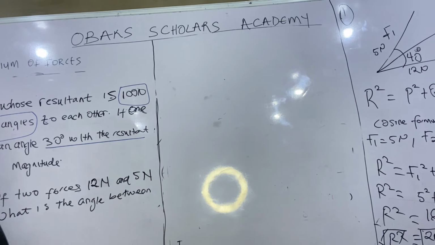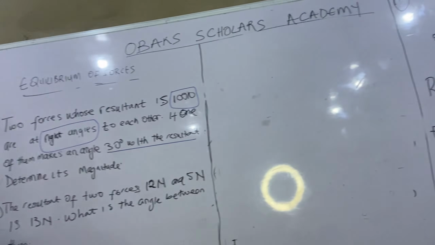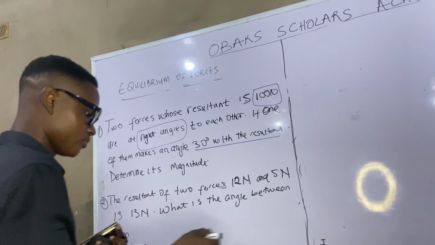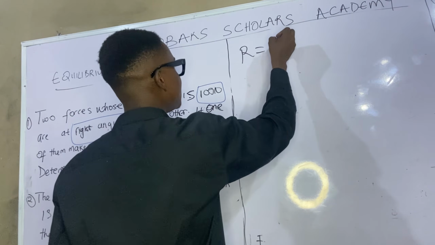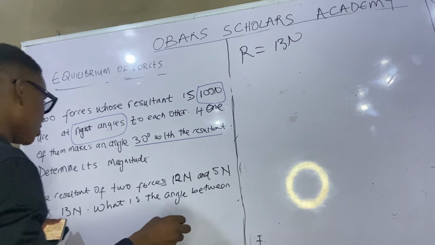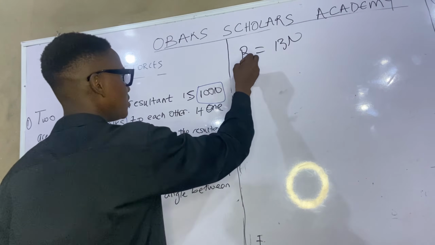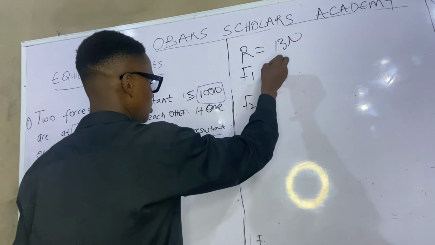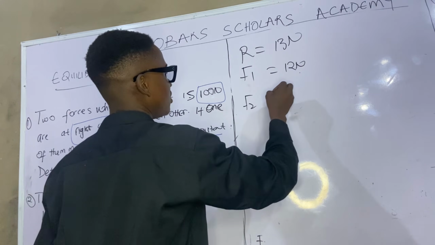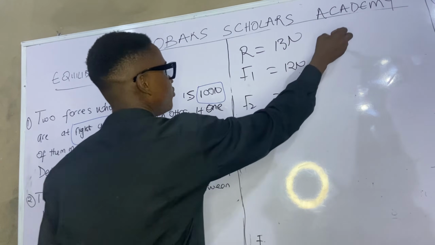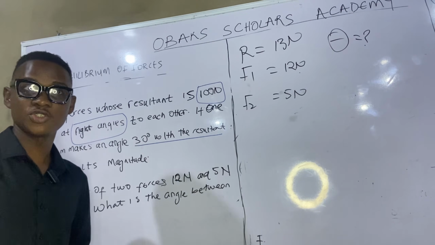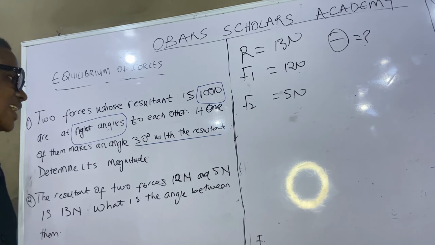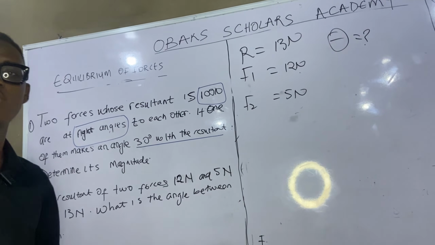So the resultant of two forces, let's write our parameters down. R is equal to 13 Newton. The resultant here is 13 Newton. And the forces F1, F2 are 12 Newton and 5 Newton. Then we're asked to look for the angle between them.